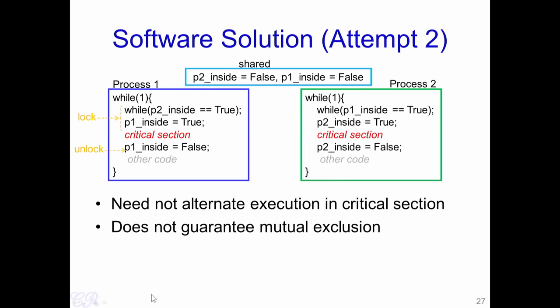However, the problem with this particular solution is that it does not guarantee mutual exclusion. Rather, under some circumstances, it is possible that process 1 as well as process 2 is present in the critical section at the same instant of time. So, let us see when this mutual exclusion does not hold for our second attempt.